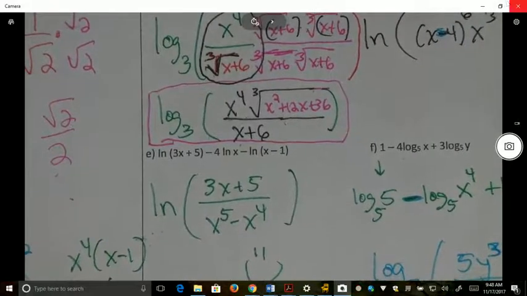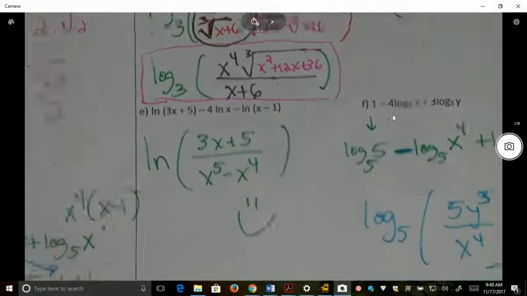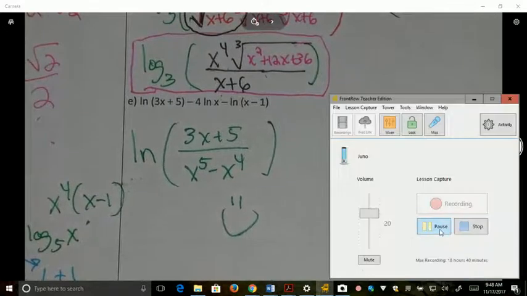All right, so this is it for today's notes. We're going to do a concept check in a second, and then you have some practice problems. Let me press stop on this.